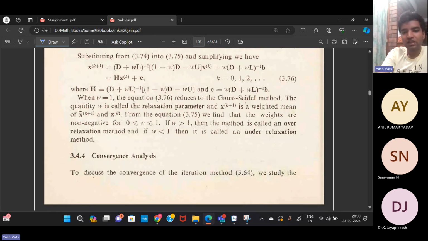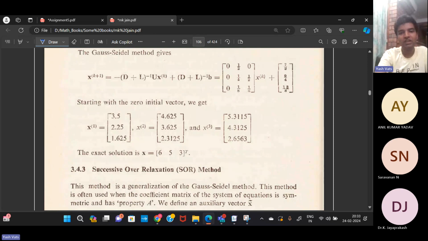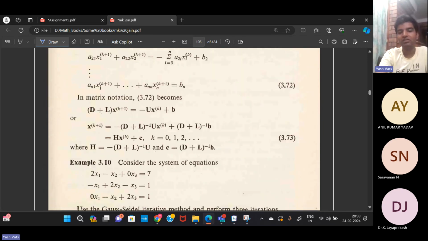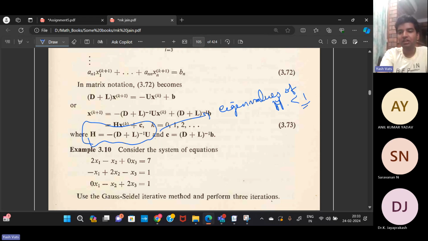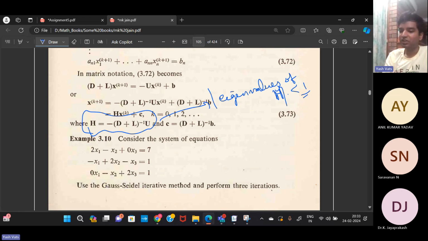Okay, so there is a thing that says that if and only if the absolute value of each eigenvalue of the iteration matrix is less than 1. If this is the iteration matrix and you calculate the eigenvalues of H, and if these are less than 1, then we say that Gauss-Seidel always converges. This is a necessary and sufficient condition. So if the matrix is not diagonally dominant, you can check this thing.